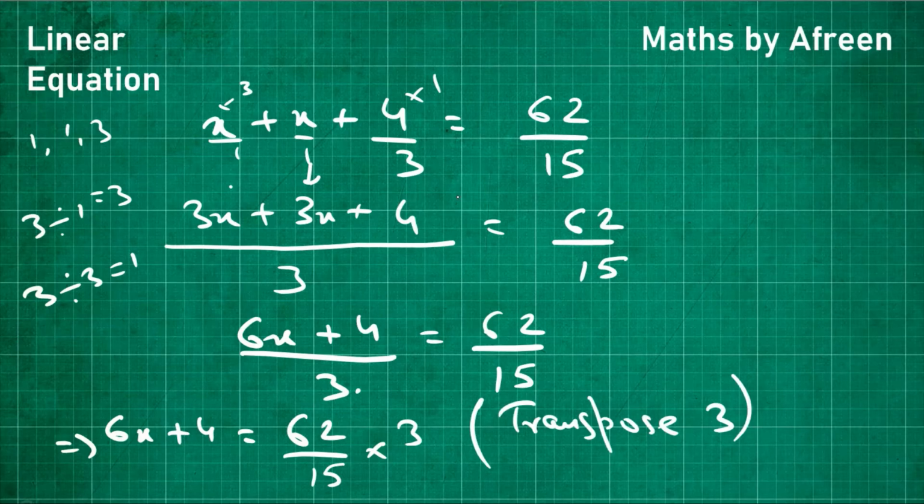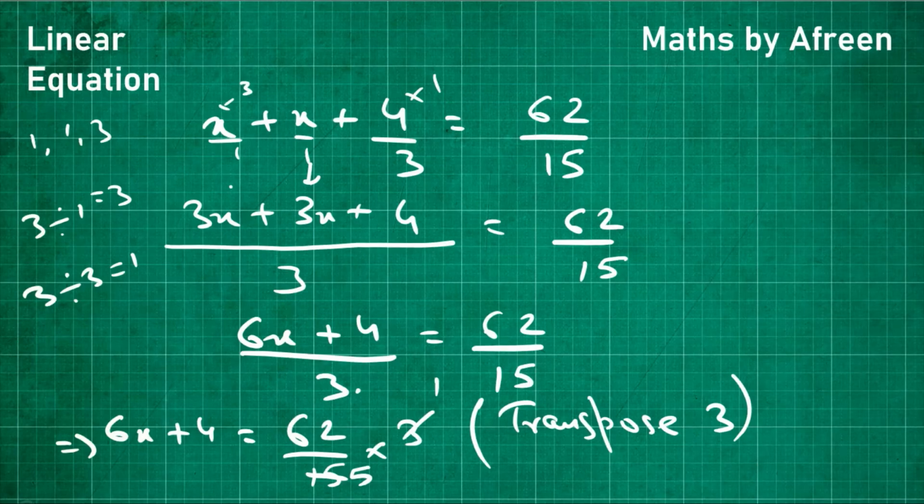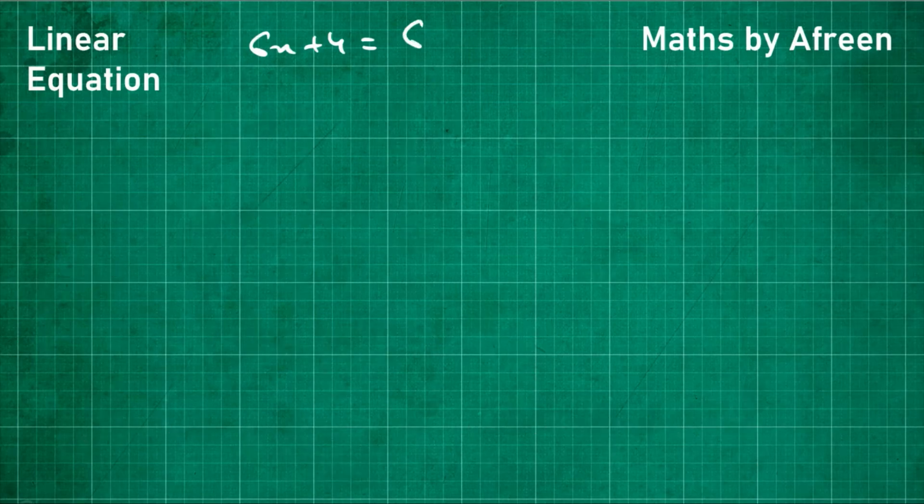Now cancel this 15 by this 3. 3 ones are 3 and 3 fives are 15. So what we got now, 6x plus 4 equals 62 divided by 5. I will write this in the next slide. 6x plus 4 equals 62 divided by 5.